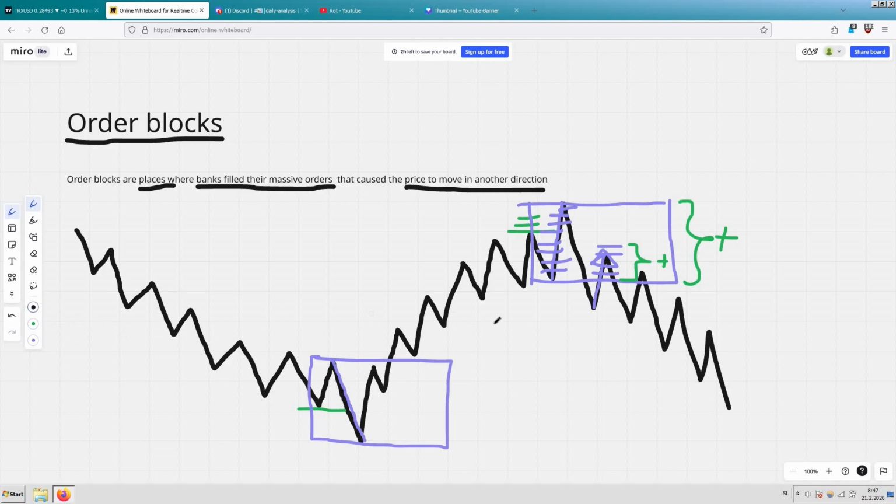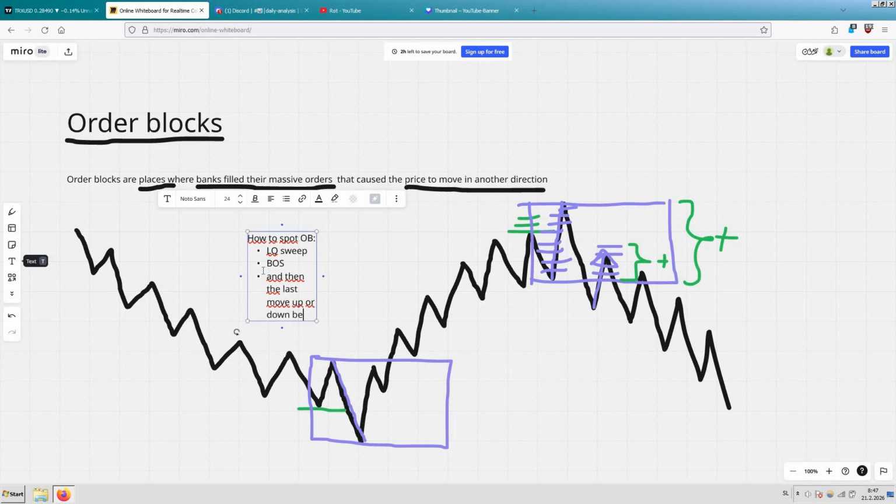Let me write it down here. How to spot an order block. We need to have a liquidity sweep. We need to have a break of structure. And then the last move up or down before the break of structure is the order block. So this is how we spot them.